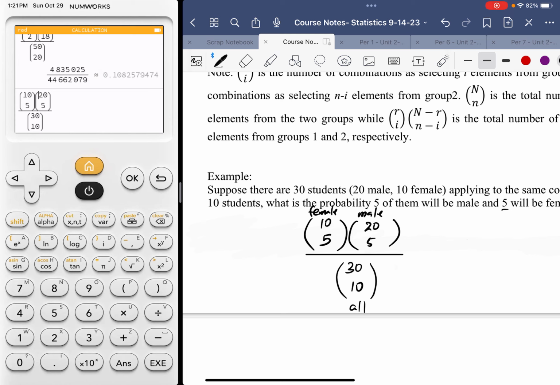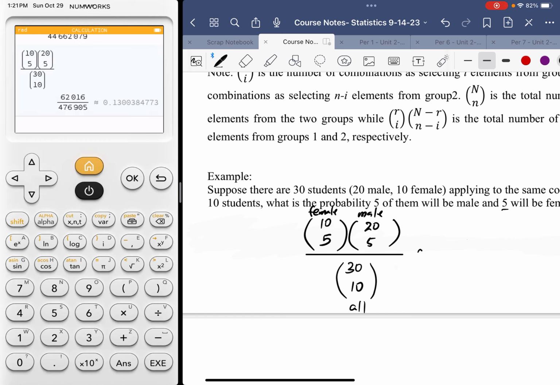All right. And a good way to know that you have your numbers in the right order, I'll call it the top row of the numerator. You see the 10 and the 20. That needs to add to the top row in the denominator. The bottom row in the numerator needs to add to the bottom row in the denominator. So if you have that set up in that sort of fashion, then odds are you did it right. So I'm going to hit OK, and we're looking at about 0.130.